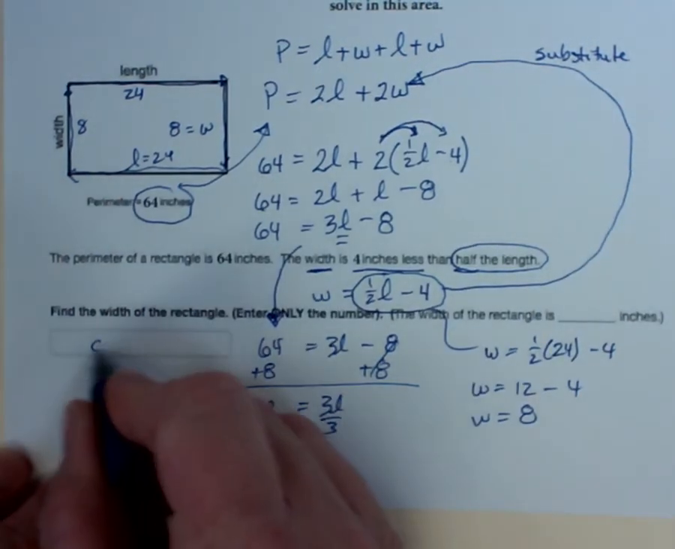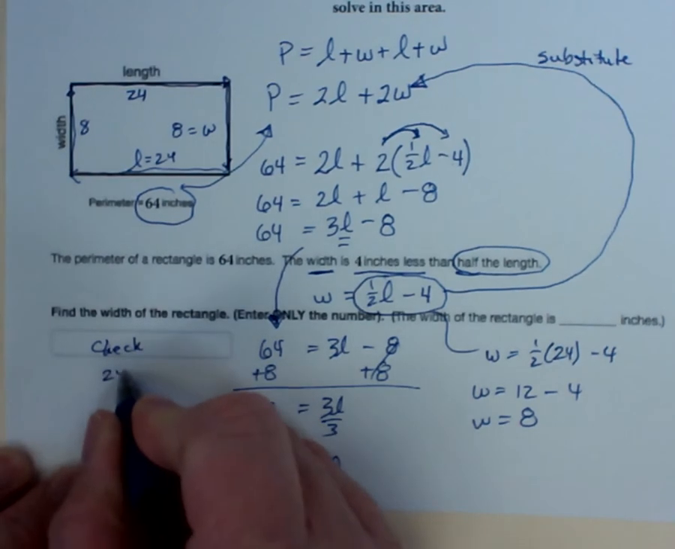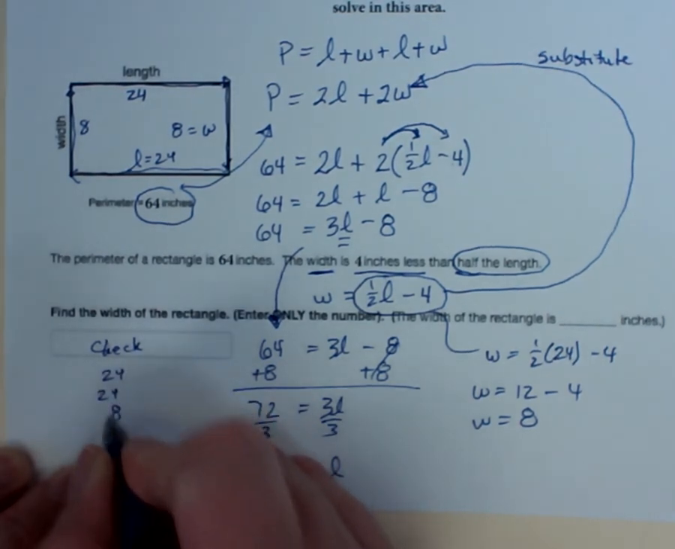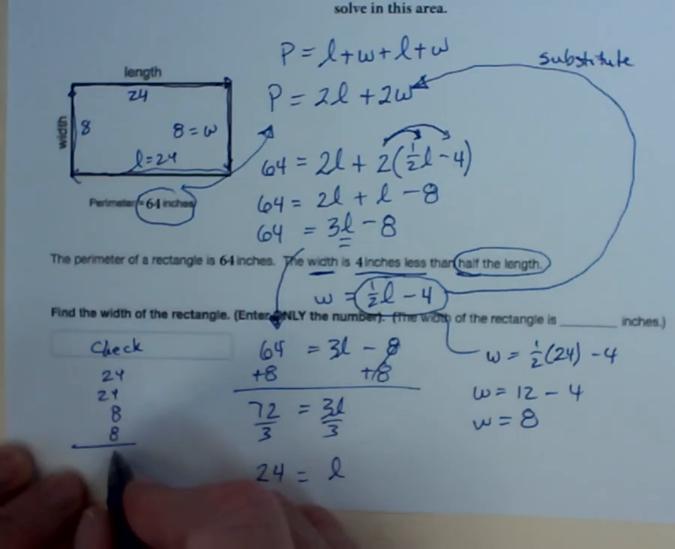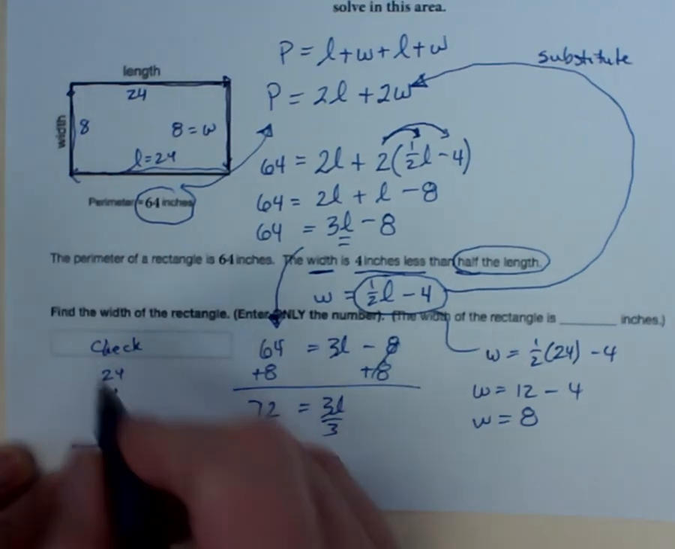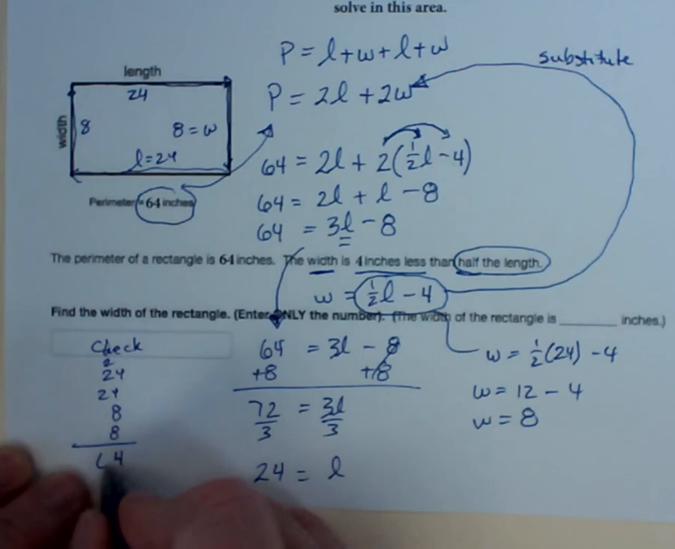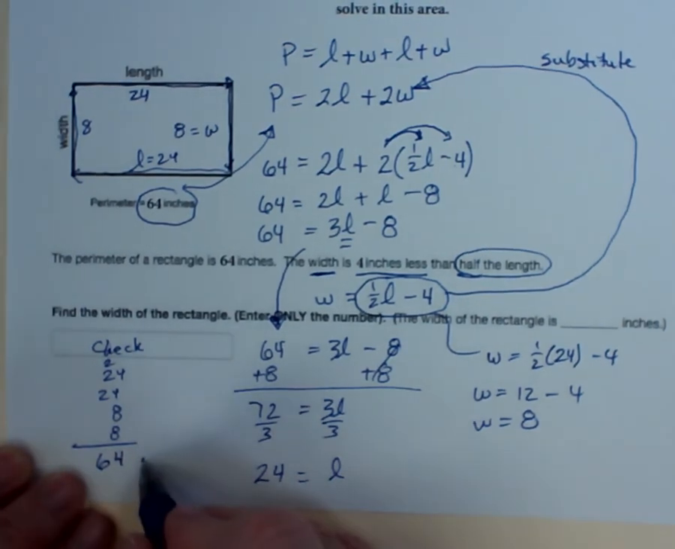24, 24, 8, and 8. That's 24, carry the 2, 64, and yes.